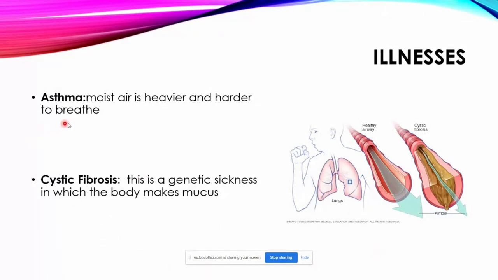And this includes asthma. People who suffer from asthma suffer from moist air, because moist air is heavier, because moist air includes more water particles and thus more humidity. And we need to make breathing easier for them. So lowering humidity is good for them.